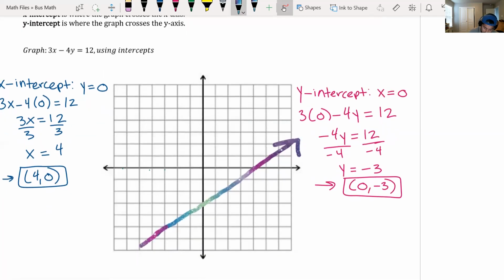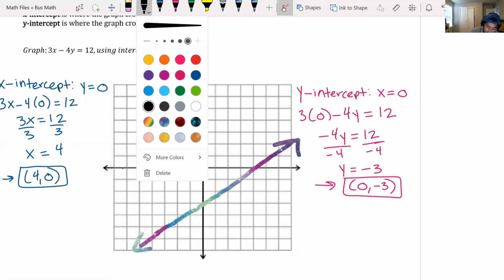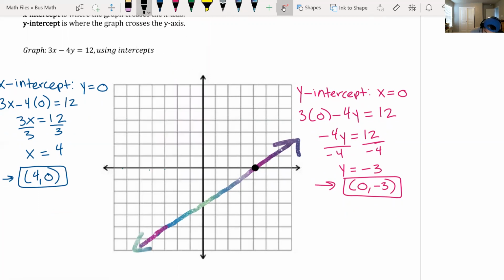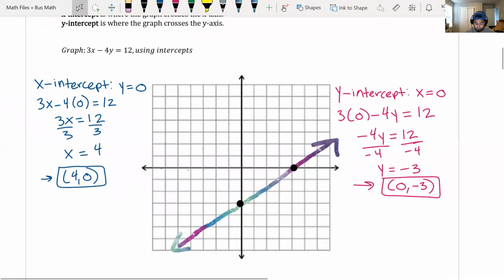Use the fun colors, right? And there it is. And I'll put the points there just to do it. There and there. There you go. That is one of the easiest ways to graph a linear function. That's it. Okay, so that's what an x-intercept and y-intercept is. Let's keep moving.